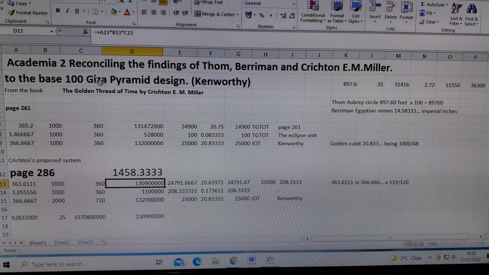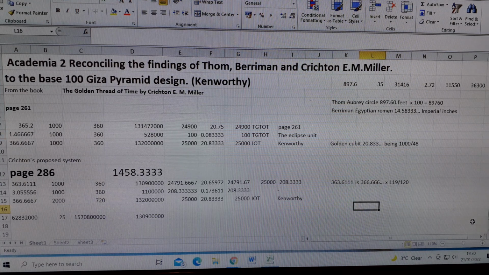And the base 100 Giza pyramid design is 365.2 multiplied by the unit that is derived from an extra 100 miles. 365.2 is giving us 24900, and that unit is in my book called Stonehenge the Eclipse, and it's the eclipse unit. And the eclipse unit is always found in a 22/7 circle.